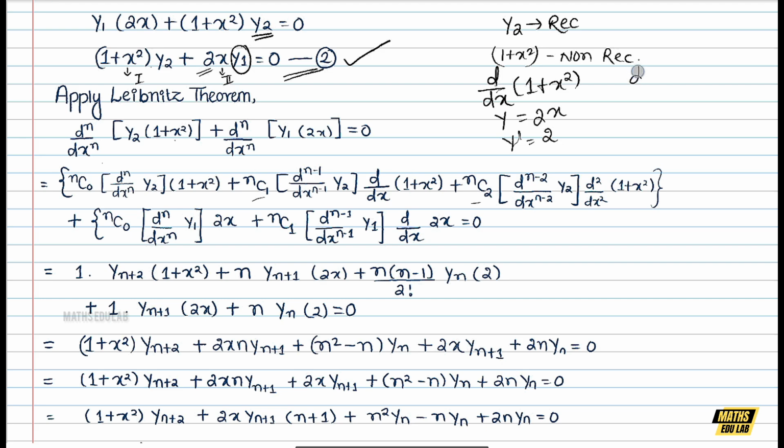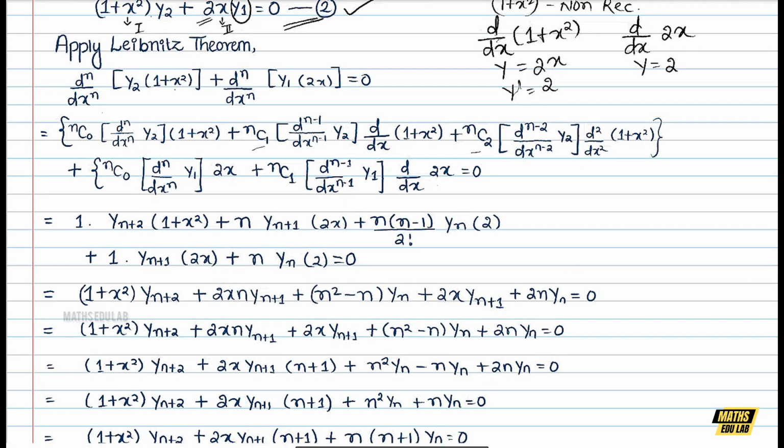So if you see the derivative of 2x, when we do the derivative, we get the value 2. So only once we have to write. That means nC1. So nC0 will be written as usual, and then one more step has to be written, that is nC1. So here plus nC0 d^n/dx^n y1 into 2x plus nC1 d^(n-1)/dx^(n-1) y1, and then the derivative of 2x.